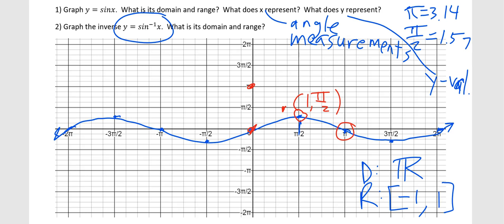You're welcome. Now, how about 3 pi over 2, negative 1? Where does that go? Negative 1, 3 pi over 2. Somewhere right in there. And what about 2 pi, 0? Where does it go? 0, 2 pi.